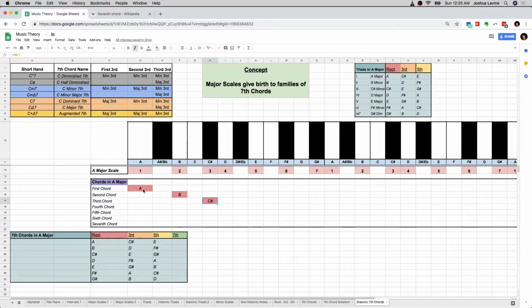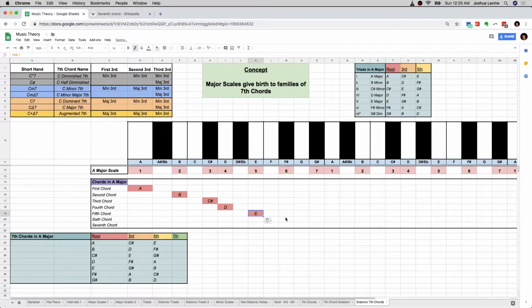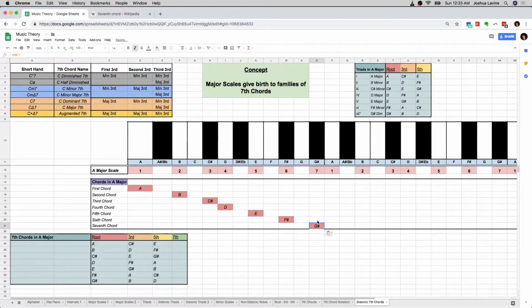So anyway, all right, back we have the root of the first chord is A, the root of the second chord is B, the root of the third chord is C sharp, the root of the fourth chord is D, and then we have E, and then we have F sharp, and then we have G sharp. Very good. Okay, well, how do I discover the third of the first chord?